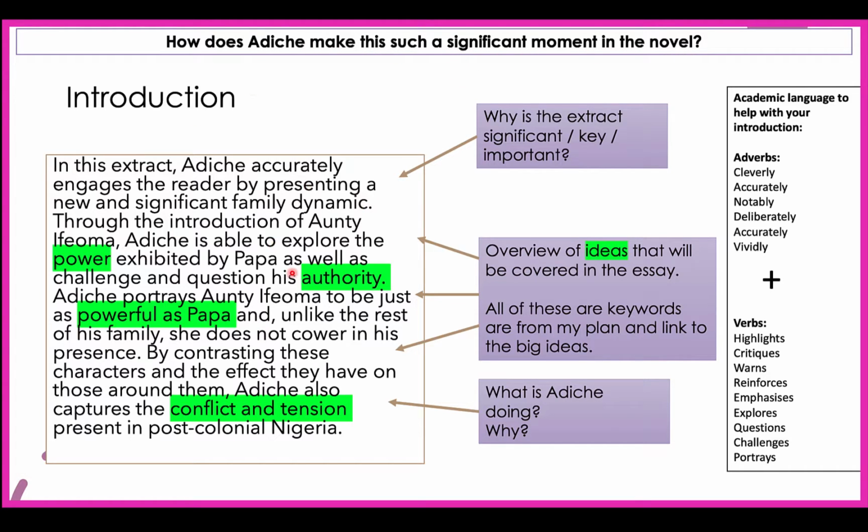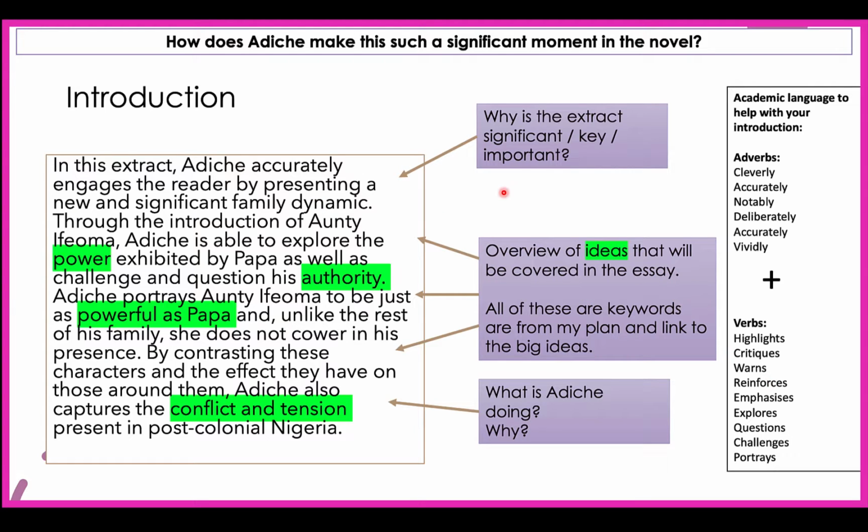So I've got my introduction here, but I've also broken it down for you so you can just see the process here. Also, I've given you some academic language here that helps with introduction writing. These words also help throughout the main body of your essay as well, but really you can use them just to indicate where you're going with this essay, but also shows that you've got a good understanding of author intention as well.